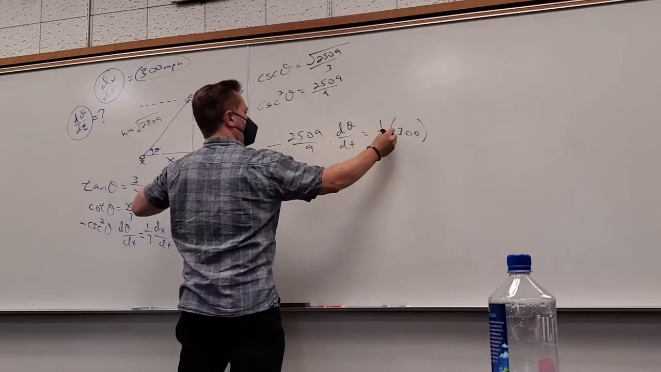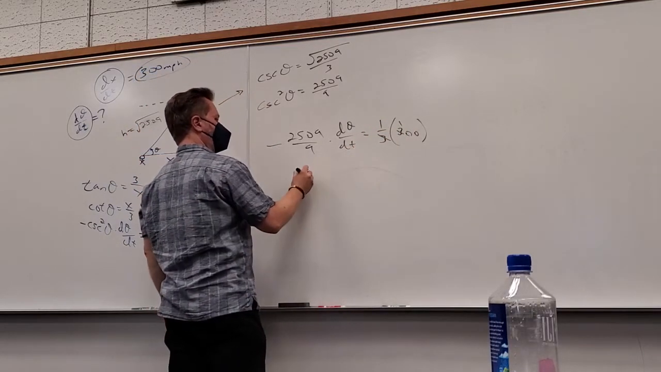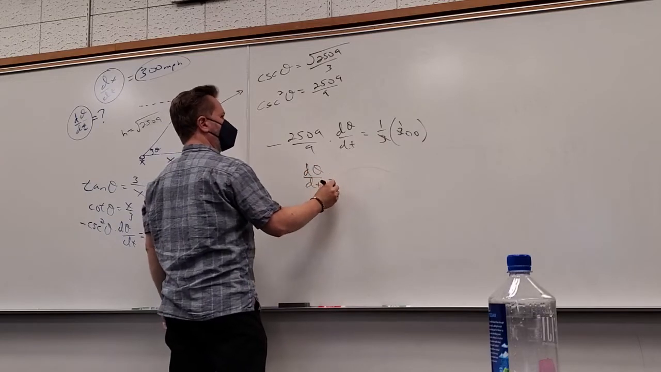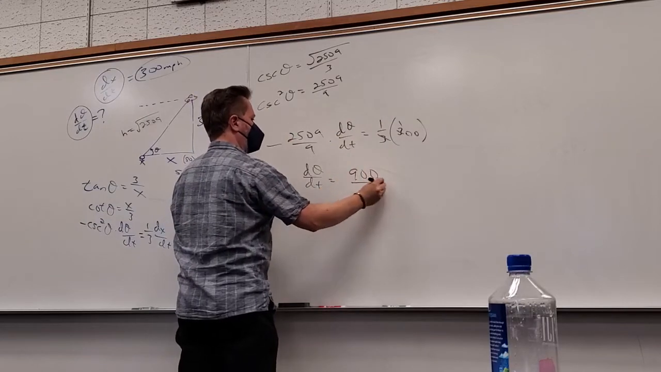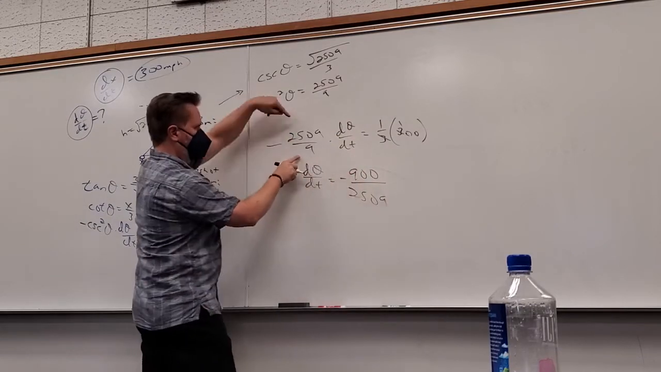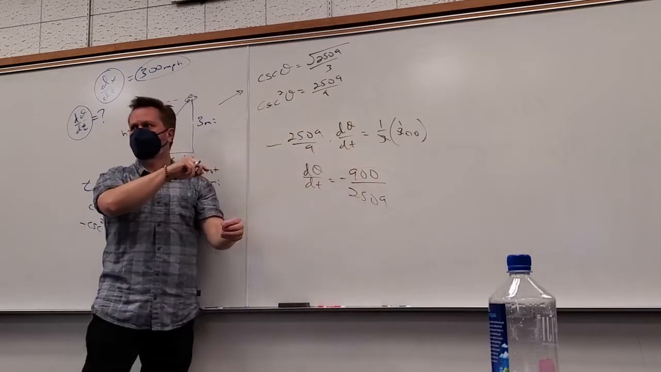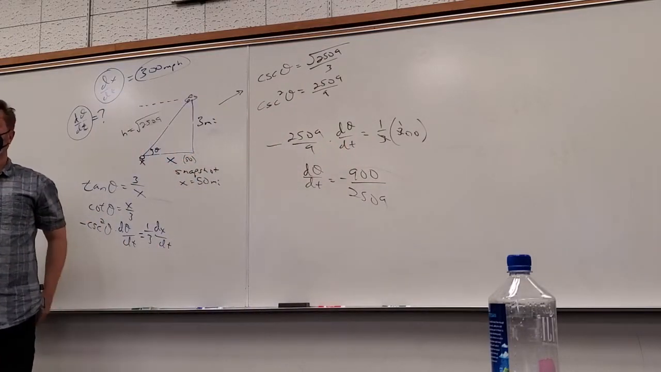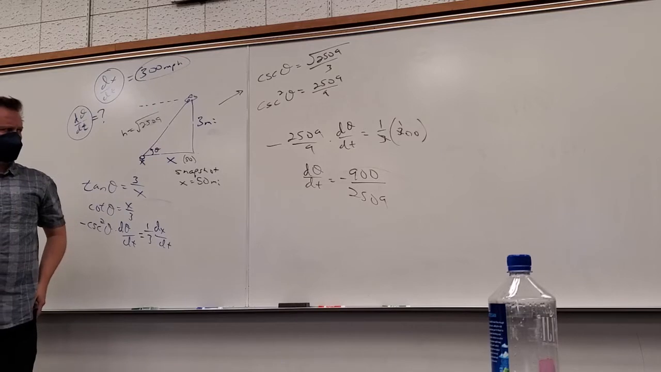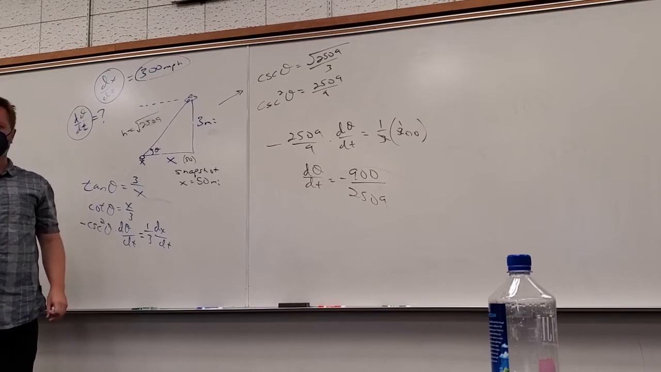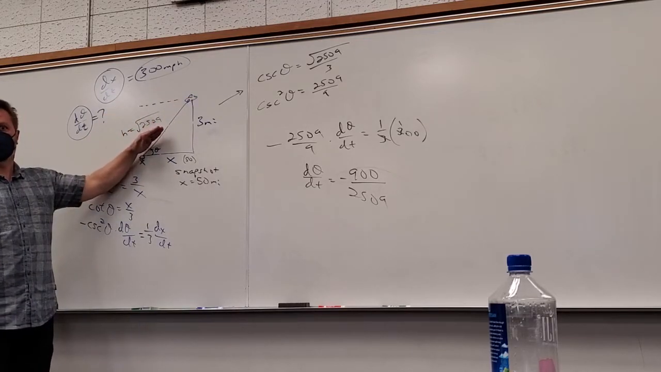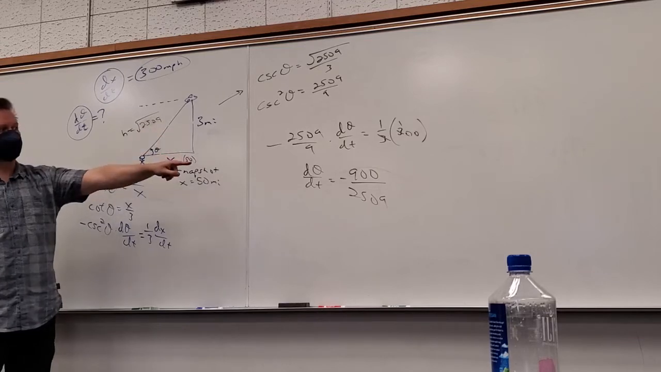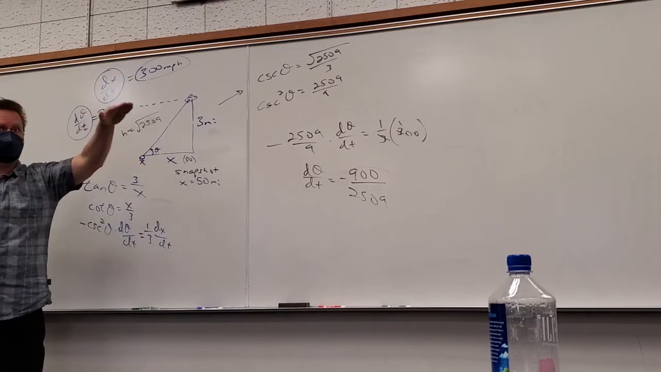So 1/3 of 300 is 100. So d theta dt equals negative 900 over 2509. Then it's just algebra after that. Why does it make sense that it's negative? Because as the plane's flying away, what's happening to the angle that it takes to look up at it? It's getting smaller, yes? So that's why it's negative. It makes sense.